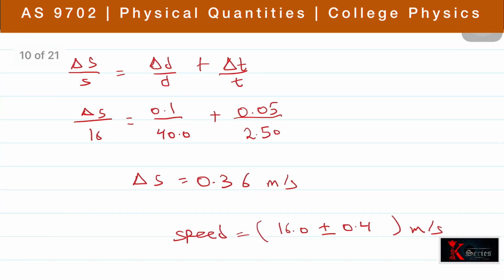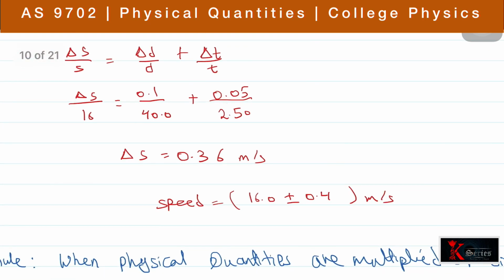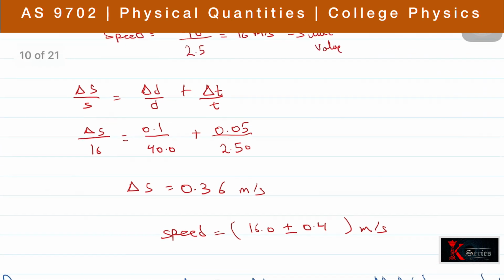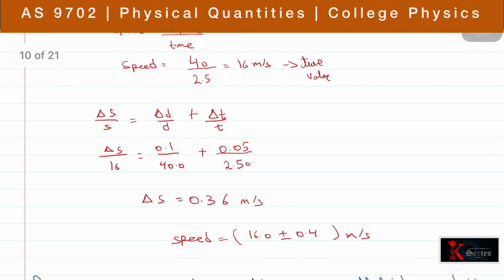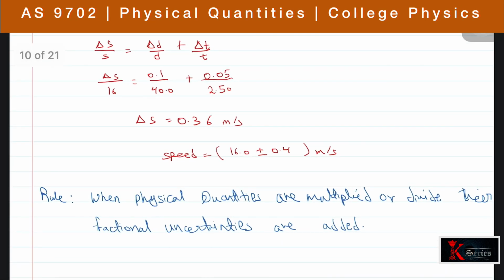Why do we write it as 0.4? It is because the absolute error is always written correct to one significant figure, right? So the 0.36 would be rounded off to 0.4 and it would be written as 0.4. So 16 plus minus 0.4 meter per second. So the rule is, when physical quantities are multiplied or divided, the fractional uncertainties are always added.